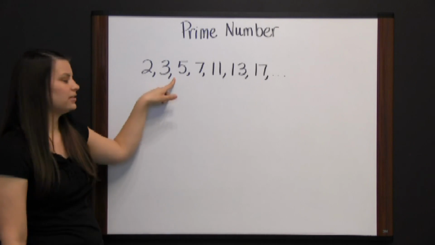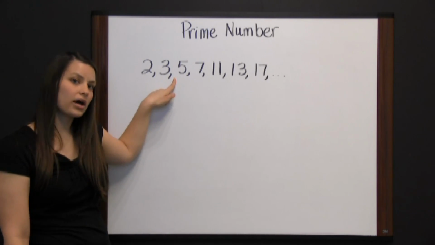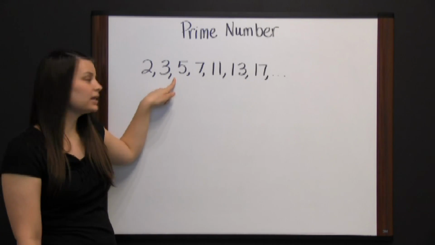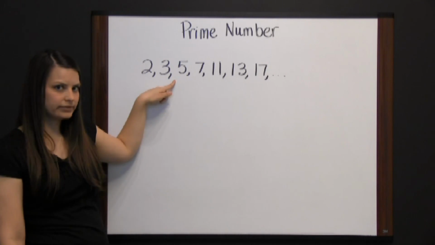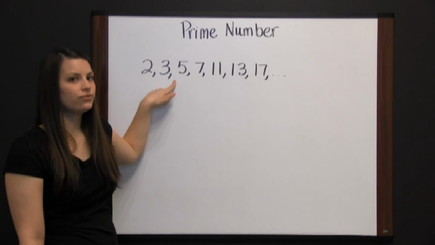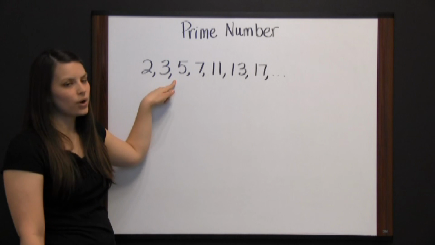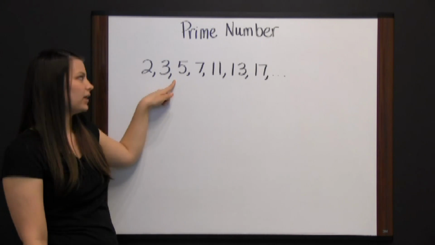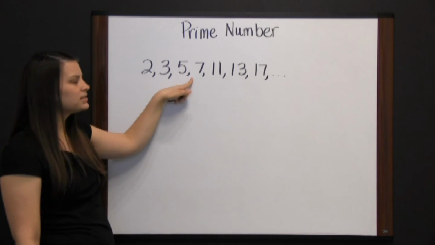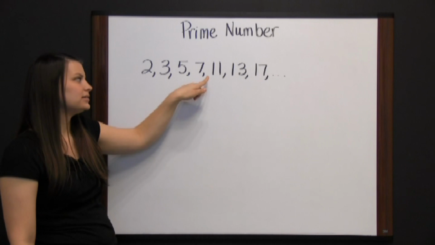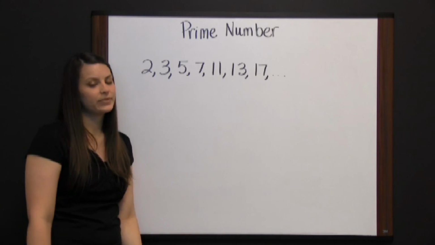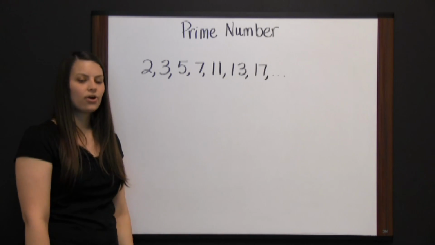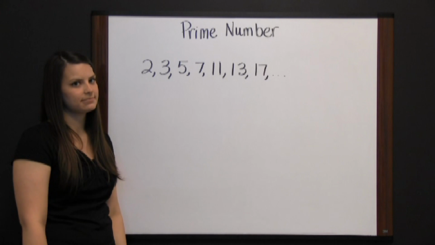Notice also we're missing the number 4. 4 is not a prime number because it can be divided by 1, 2, and 4. So it can't only be divided by itself and 1. That's the same with 6, 8, 9, 10, etc. Those kinds of numbers are called composite numbers.